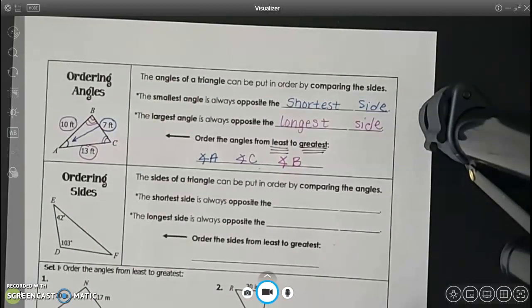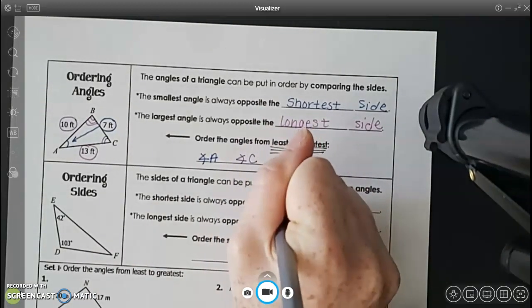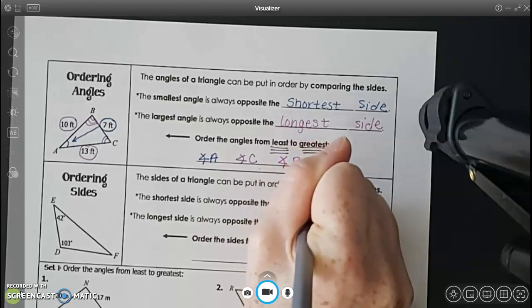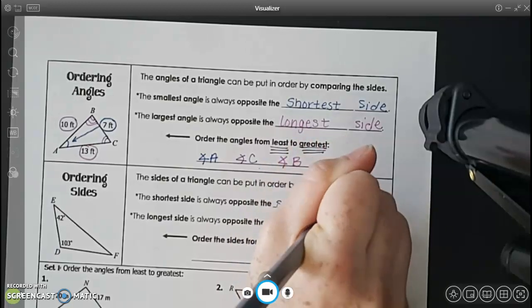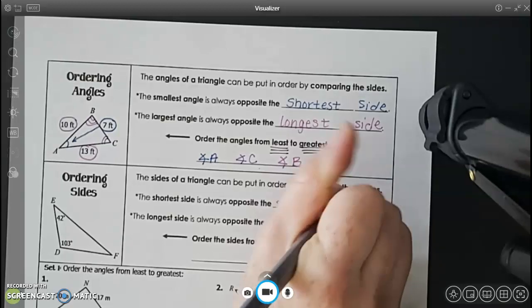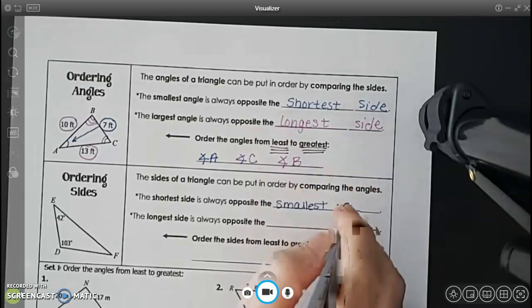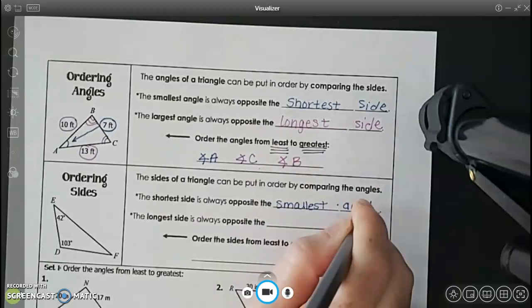The same goes for the sides. The sides of a triangle can be put in order by comparing the angles. So we're just going to work in reverse here. The shortest side is always opposite the smallest angle, and the longest side is always opposite the largest angle.